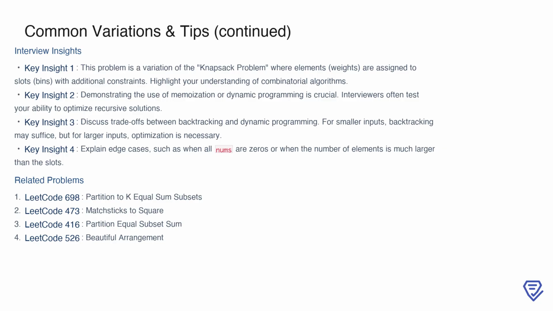Additionally, be prepared to discuss the trade-offs between backtracking and dynamic programming. While backtracking can work for small inputs, it becomes inefficient as the input size grows, making optimization necessary for larger cases. Don't forget to address edge cases, such as when all numbers in the array are zeros or when the number of elements far exceeds the number of slots. Finally, connecting this problem to related problems like partition to k equal sum subsets or matchsticks to square not only showcases your problem-solving breadth but also reinforces your ability to recognize patterns across challenges.